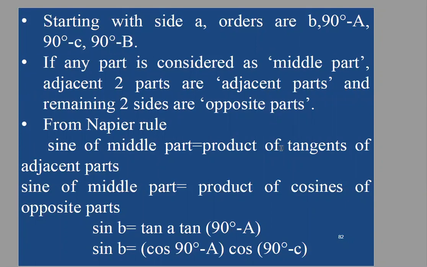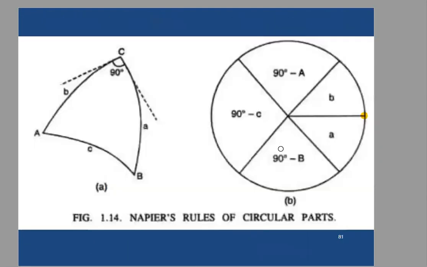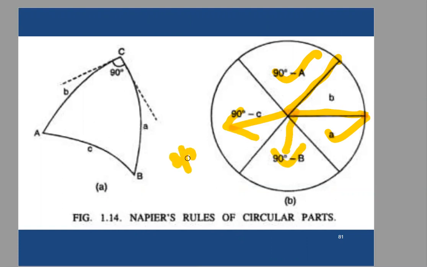If any part is considered as the middle part, the two parts next to it are the adjacent parts, and the remaining two are the opposite parts. Suppose this is considered to be the middle part, then these two are its adjacent parts, and these two are its opposite parts.